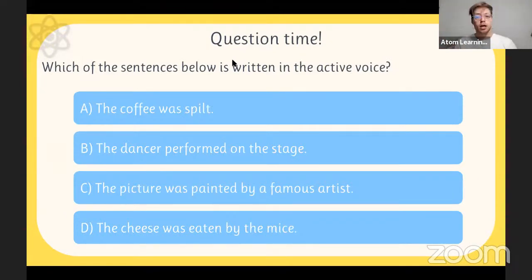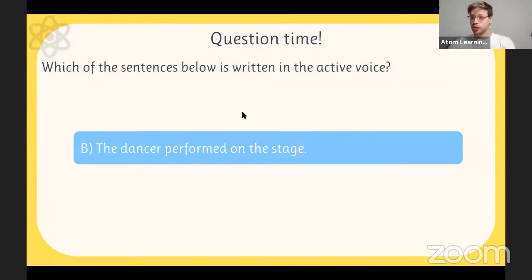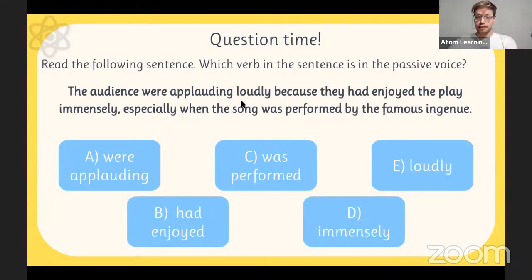Same for the cheese. The cheese was eaten by the mice. The cheese is not the one doing the eating, so it is the passive voice. So well done. That answer was B. Good job, everyone. Let's have a look at the next question.